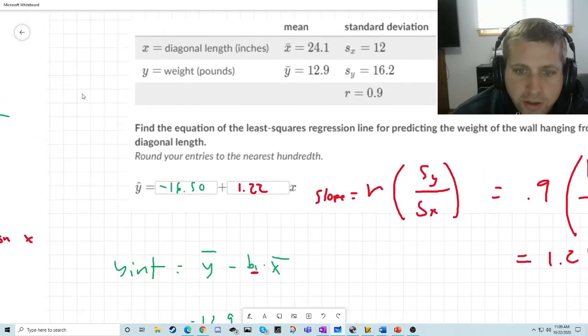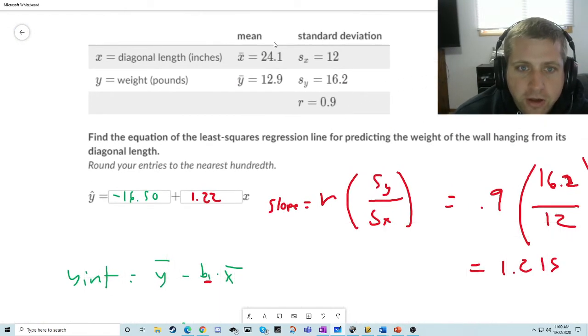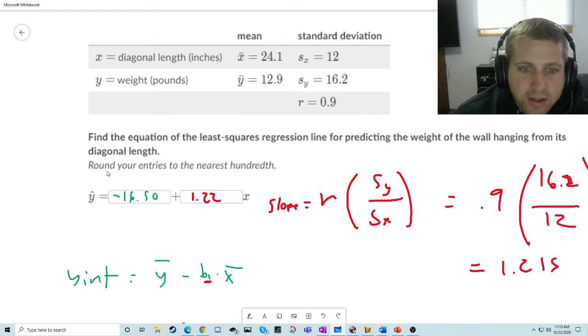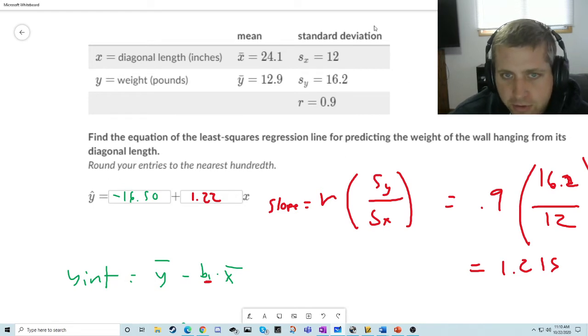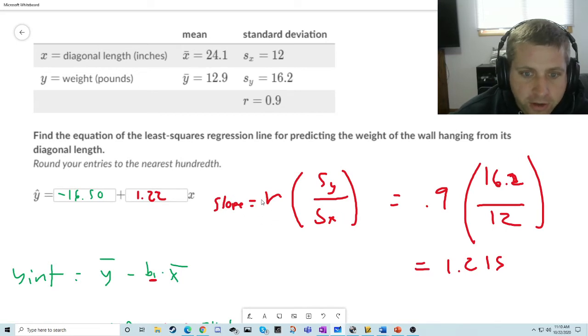So it gives me some information. It gives me R, the average of the x's, the standard deviation of the x's, the average of the y's, the standard deviation of the y's, and it's asking me to find a least squares regression equation. The slope formula, the red one, I rewrote it. It's R times standard deviation of y over standard deviation of x. So I plugged it in, 0.9 times 16.2 is standard deviation of y, 12 is standard deviation of x. I plugged it in and I got 0.1215.